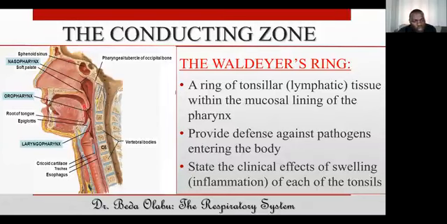The third type of tonsils are these ones, located just below the soft palate. So we call them palatine tonsils. This is the hard palate because it contains bone. This is a soft palate because it does not have bone. Just below the soft palate, we have palatine tonsils. These are also paired, so we have right and left.